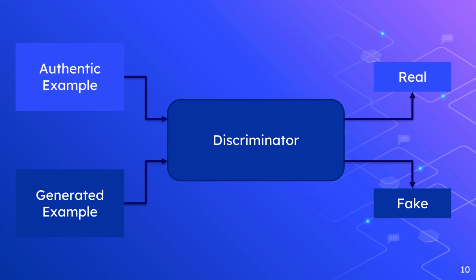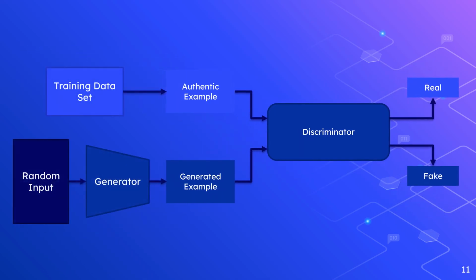So given a real example, it should output a number close to 1, but given a fake example, it should output a number close to 0. The authentic examples come from the training data set. The generated examples come from the generator when it's given some random input.